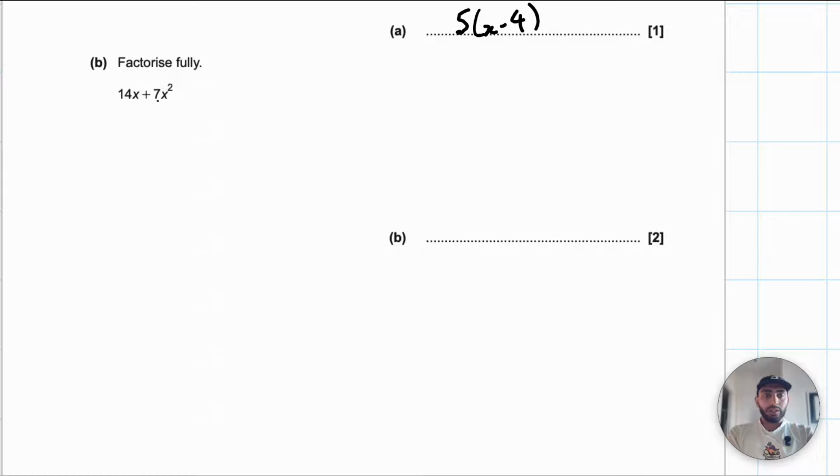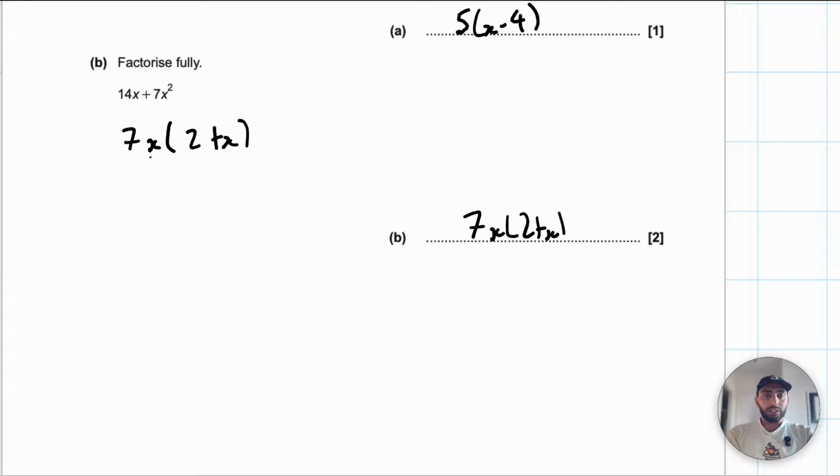Part B, factorize fully 14x plus 7x squared. Let's look for the highest common factor of the numbers first again. So that would be 7 out of 7 and 14. And we've got an x here and an x here. So what's common between those two? It's x. How do we get 14x from 7x? We multiply it by 2. How do we get 7x squared from 7x? We multiply it by x. So it's 2 plus x inside there. The way you can check both of these, you can expand them out.